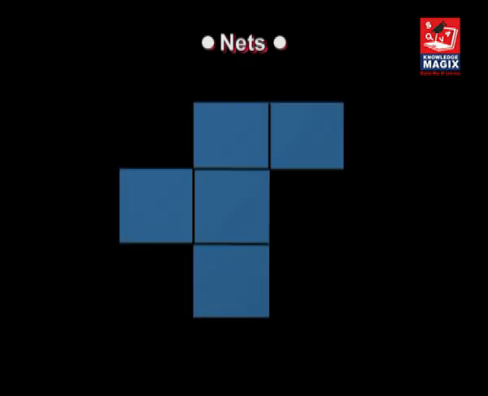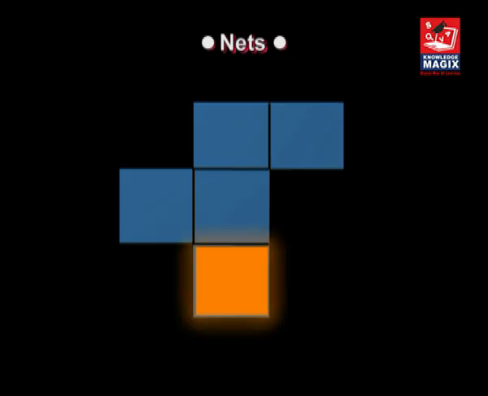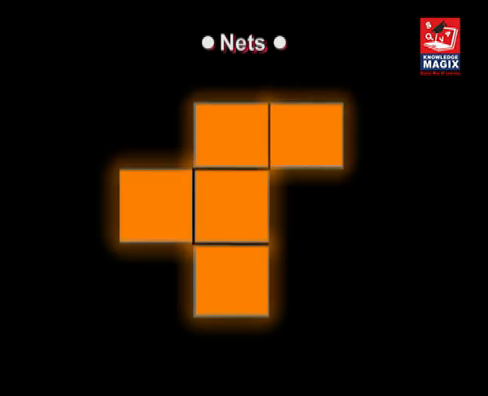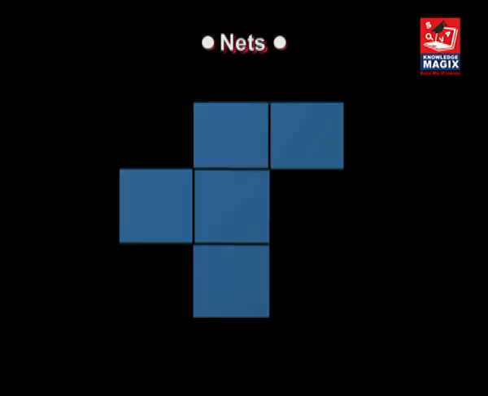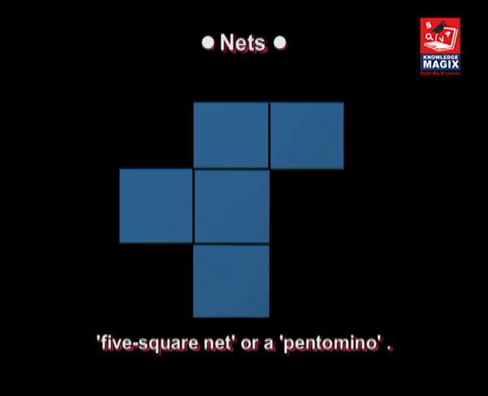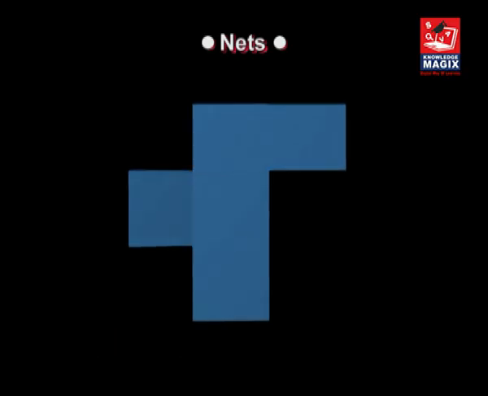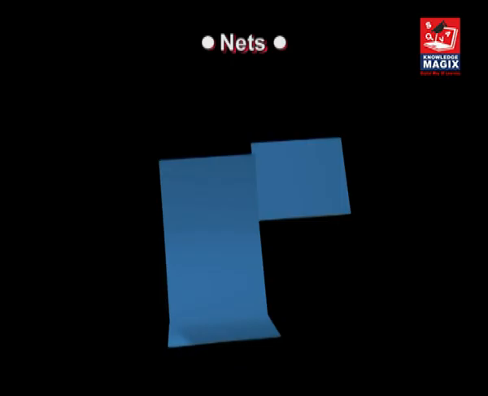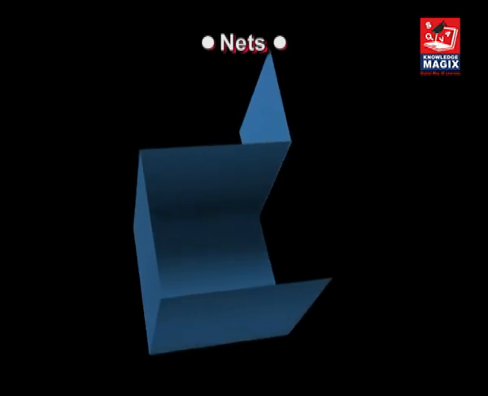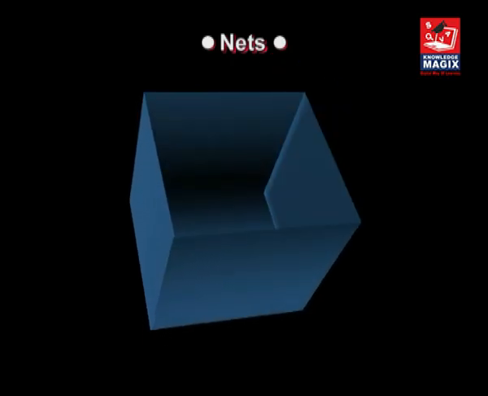And this is a 5-square net, that is a pentomino. Here 5 squares of the same size are placed together with their sides joined. Such an arrangement of 5 squares is called a 5-square net or a pentomino. By folding along the edges of such a 5-square net, an open box is formed.